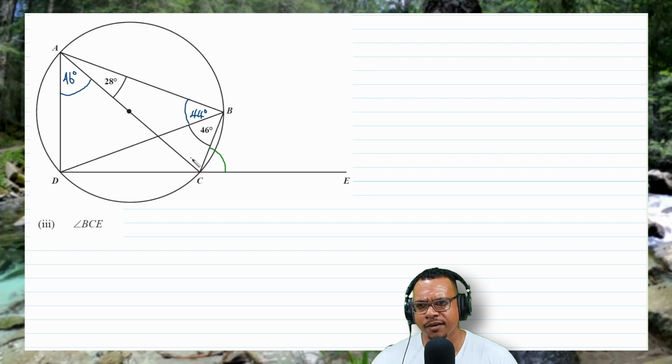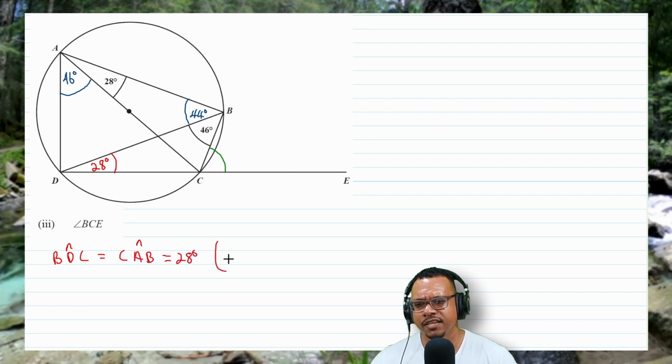So just looking at this diagram, the chord BC, I'm seeing that the angle at A, the arms of the angle stand on the chord BC, and also the angle at D, the arms of the angle stand on the same chord BC. So these two angles are equal. If here's 28, then here's also 28. So I'm going to write angle BDC is equal to angle CAB, which is 28 degrees, and that'll be angles in the same segment.